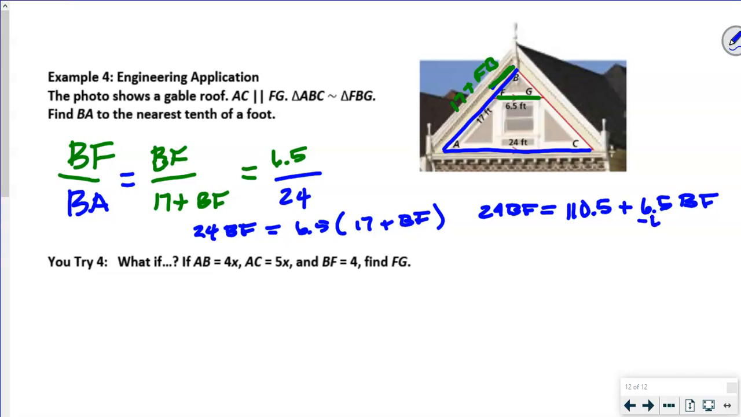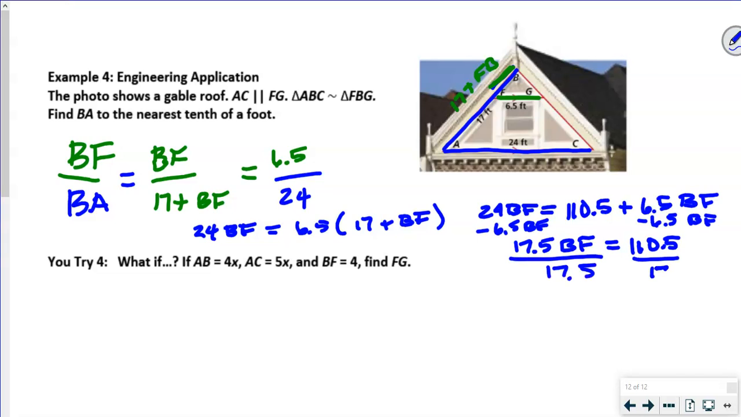So we're going to subtract this from both sides. Minus 6.5 BF. So that's going to give us 17.5 BF is equal to our 110.5. Then we're just going to divide both sides by 17.5, right? When we do that, we get BF is equal to 6.3, okay?